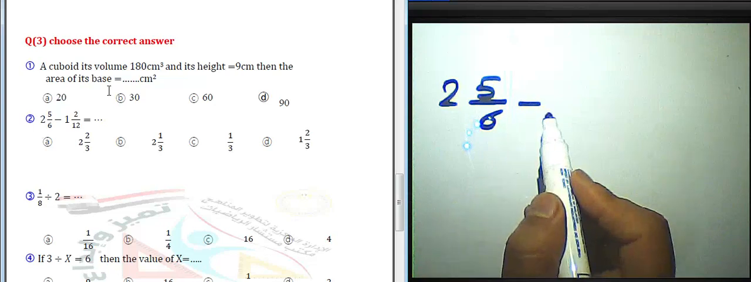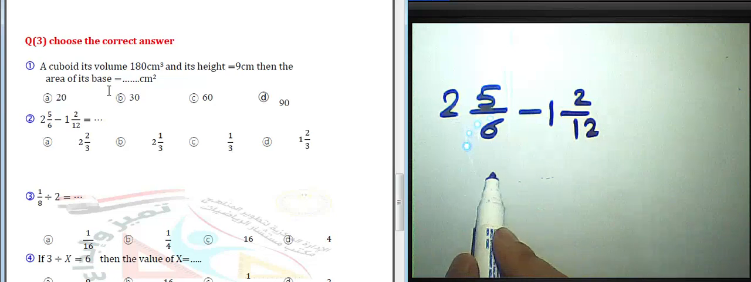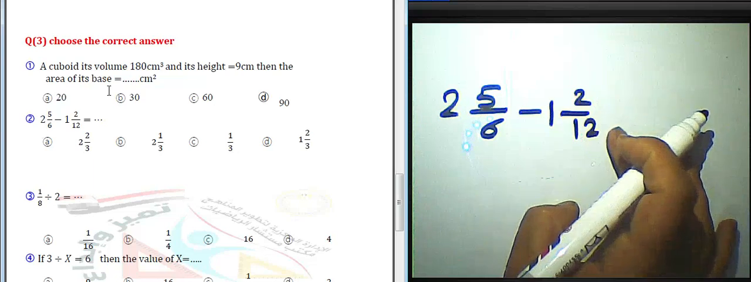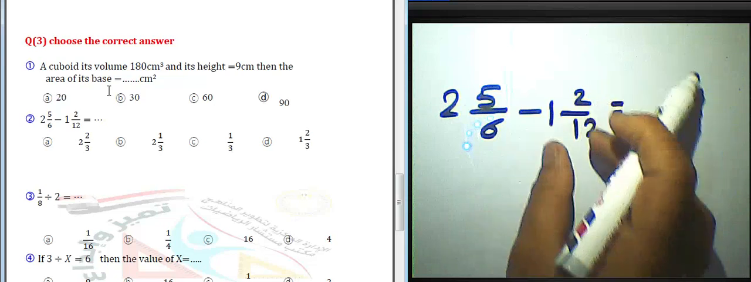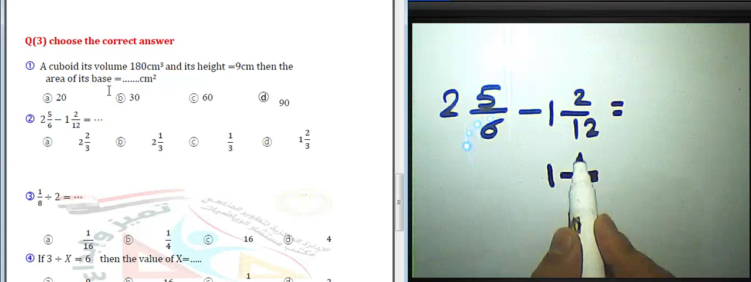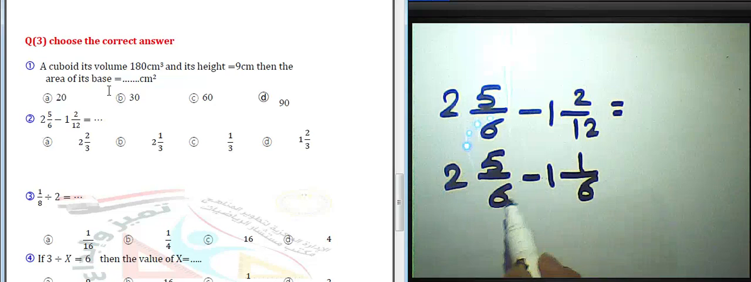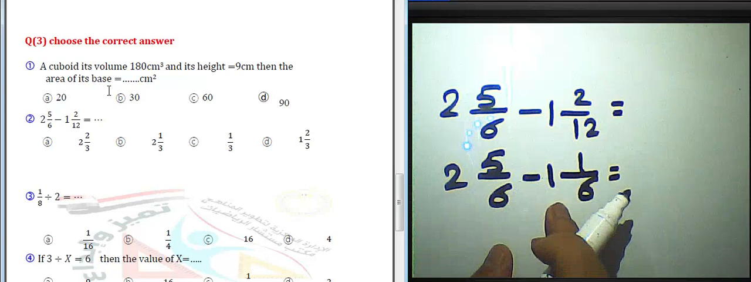2 and 5 over 6 subtract 1 and 2 over 12. To find the result here, you can simplify this fraction or you can convert this fraction. What is easy for you? It's easy for you to simplify 2 over 12 because 2 divided by 2 equals 1 and 12 divided by 2 equals 6. It will be 1 over 6. And then you can write the minuend here, 2 and 5 over 6, subtract 1 and 1 over 6. We call it the subtrahend.